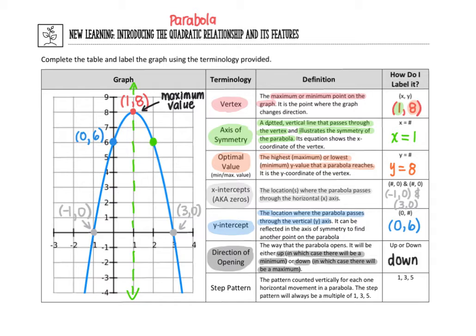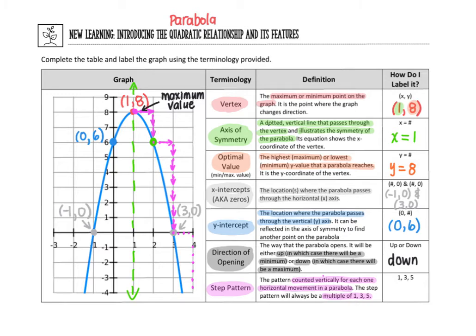Another feature of a parabola is its step pattern. The step pattern is a pattern that can be counted vertically for each one horizontal movement within a parabola. The step pattern will always be a multiple of 1, 3, 5. In this parabola, we can begin to count the step pattern. We can see that from the vertex, if we go over 1, we'll go down 2. And then from there, we can go over 1 and down 6 to find our next point along the parabola. If we were to keep going, we would need it to be a multiple of 1, 3, 5.